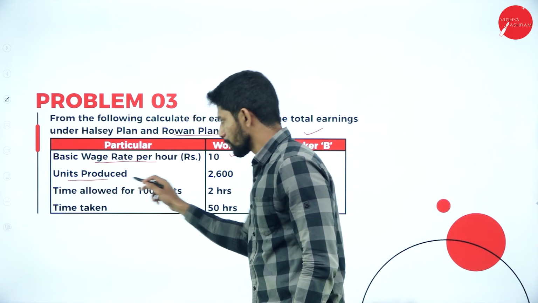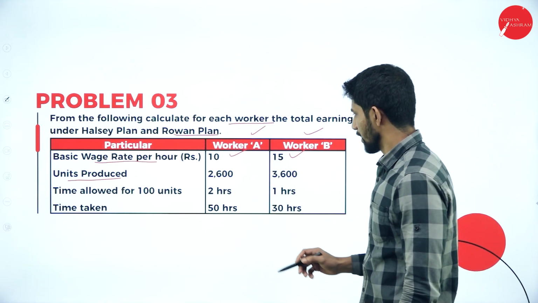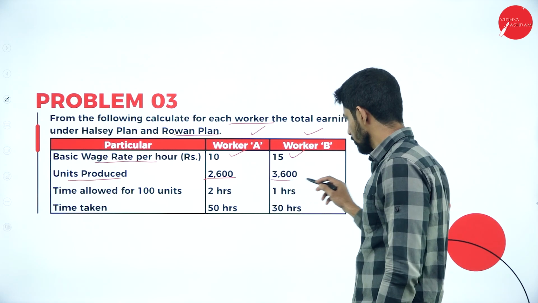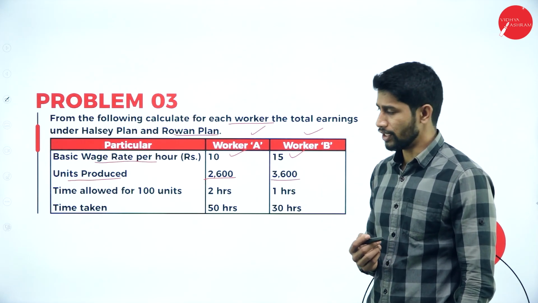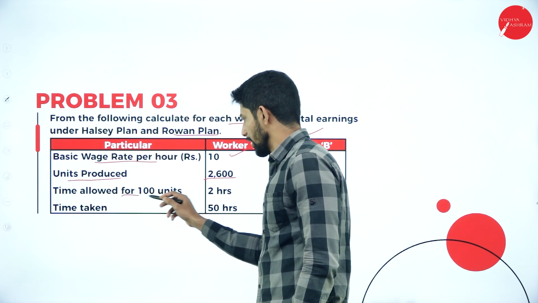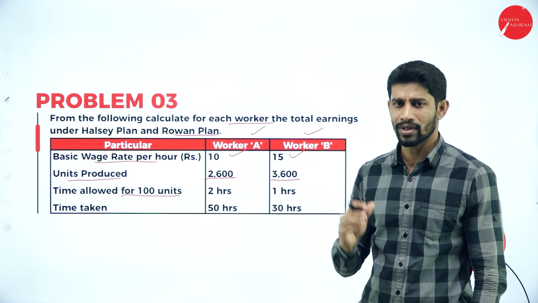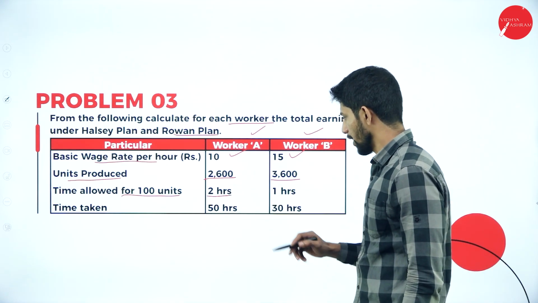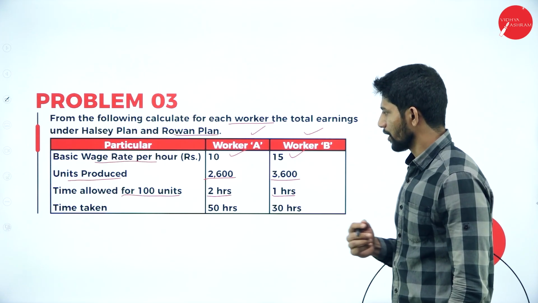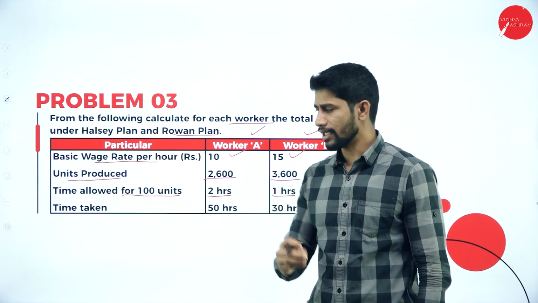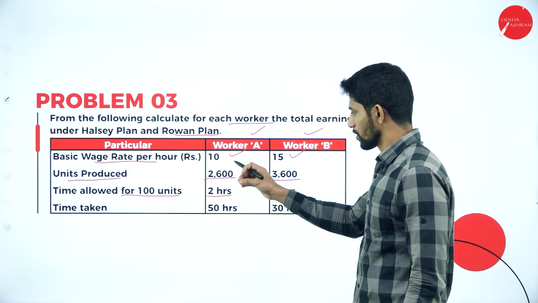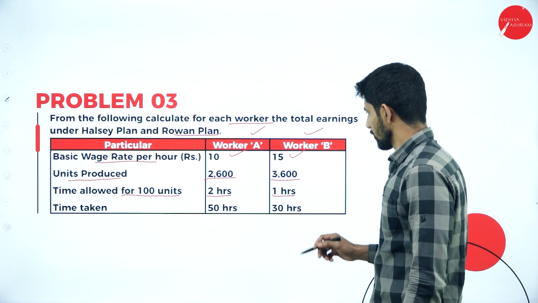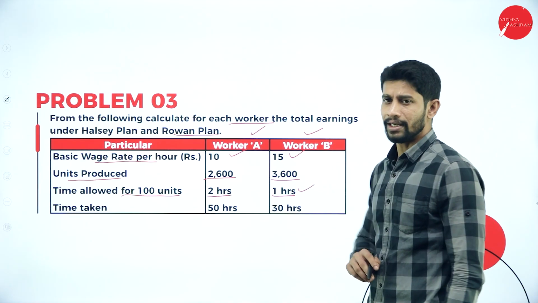Next, units produced. So how many units they produced? Worker A produced 2600 units and worker B produced 3600 units. So time allowed for 100 units, that is the standard time. What is the standard time given to produce 100 units? That is 2 hours for worker A and 1 hour for worker B. So to produce 100 units, they are given 2 hours of time to Mr. A, that is worker A, and to produce 100 units of products, they are given 1 hour of time for worker B.